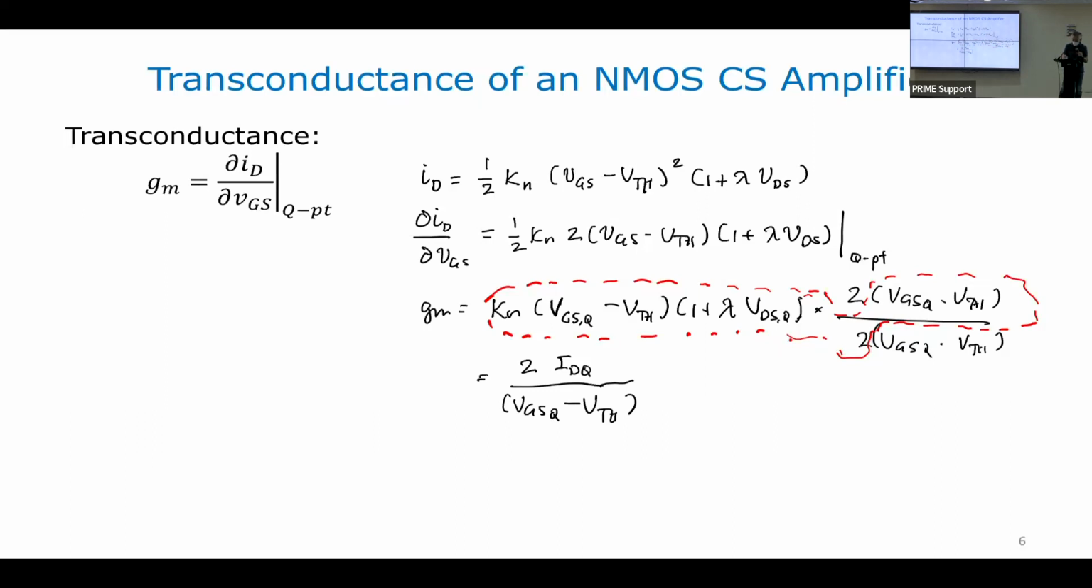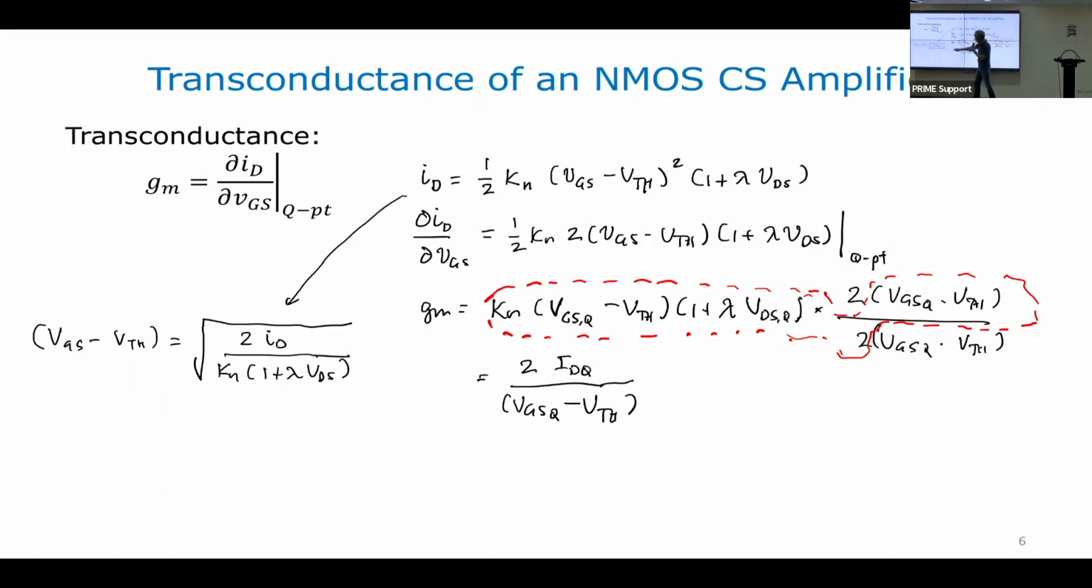Starting from here, I can compute for VGS minus VTH. If I manipulate this equation, VGS minus VTH is going to be equal to the square root of, kasi may square dito, the square root of 2 ID over Kn times (1 plus lambda VDS). So just manipulating this equation. And I can substitute this now here. Ito pwede ko i-substitute dito. So I can get a third expression for G sub M.